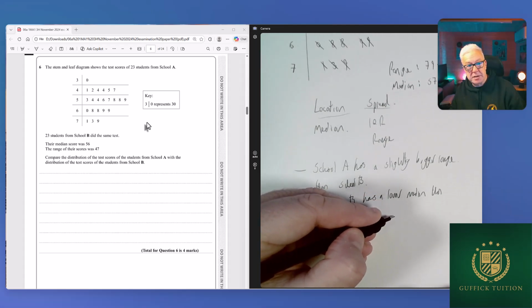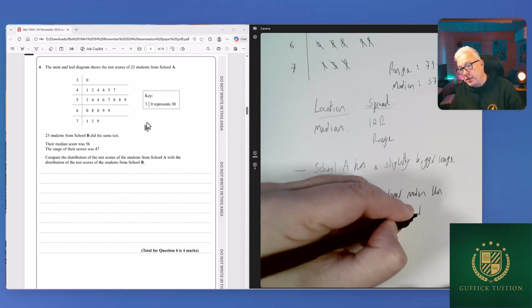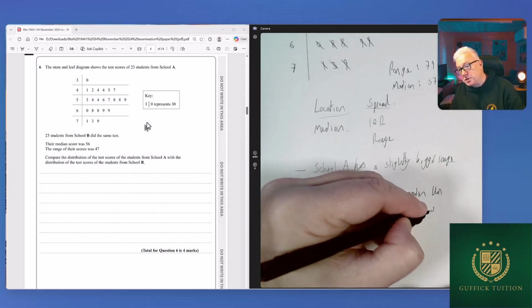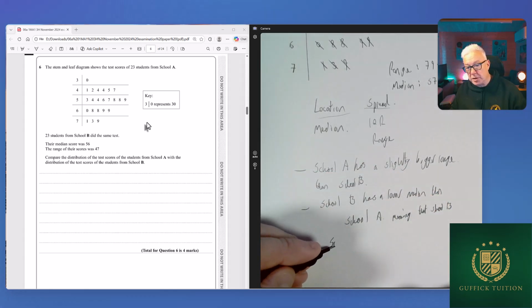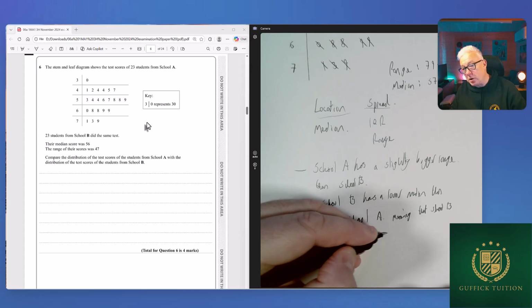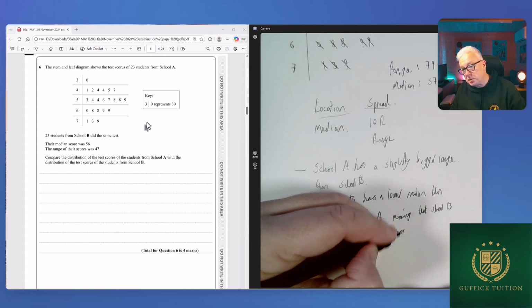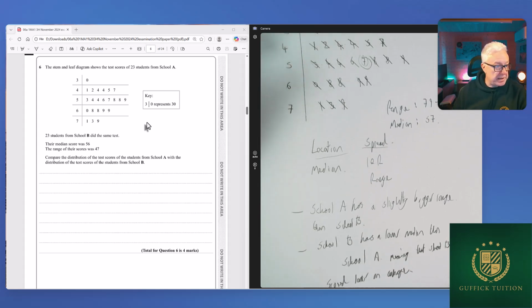That means that it's the test score, meaning that school B scored lower on average. So they scored slightly lower on average. Okay, so that's how we would compare those ones. Okay, perfect. Right, let's see what's next now.